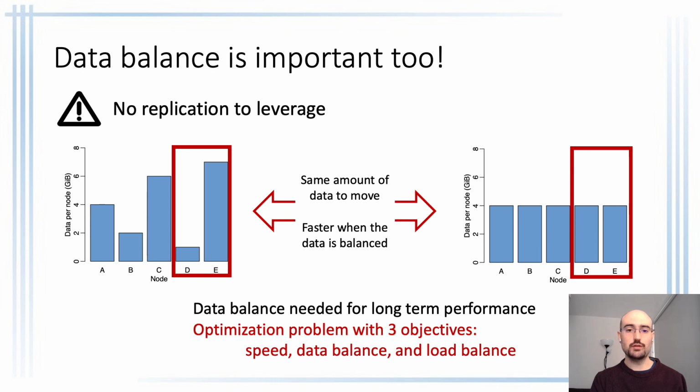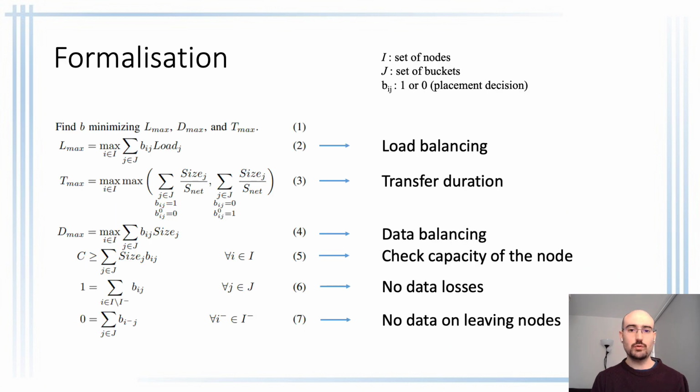So in the end, we have an optimization problem with 3 objectives: speed, data balancing, and load balancing. To formalize this problem a little more, we can define the load balancing as the maximum load found on a node. The data balancing is defined as the maximum amount of data found on a node, and the transfer duration is defined by looking at the maximum time any node needs to send its entire set of data to other nodes, and the maximum time any node needs to receive data from other nodes, as a function of the old and new data placement. These target metrics should be minimized under constraints related to the capacity of the node, the fact that, of course, we cannot lose data in the process, and the fact that there shouldn't be any data remaining on nodes that are being decommissioned, so that are being removed.